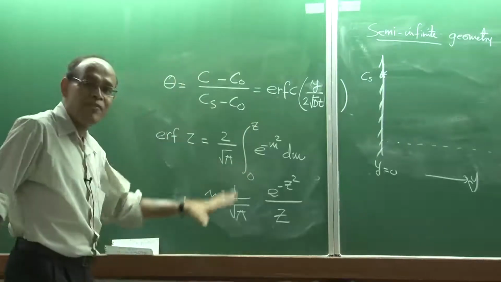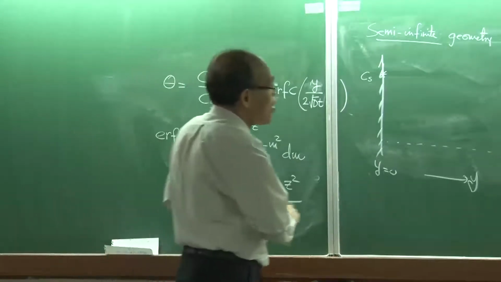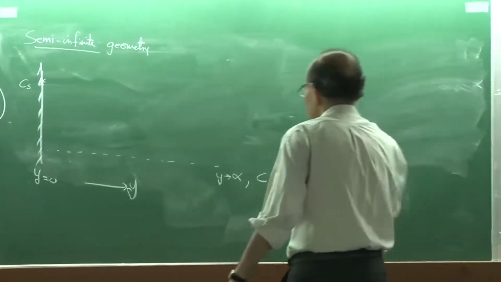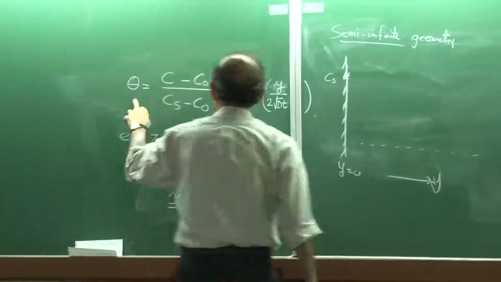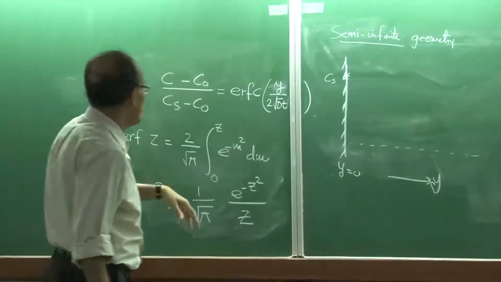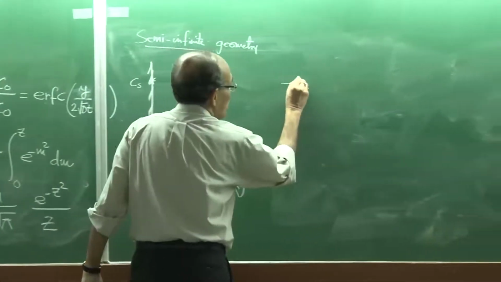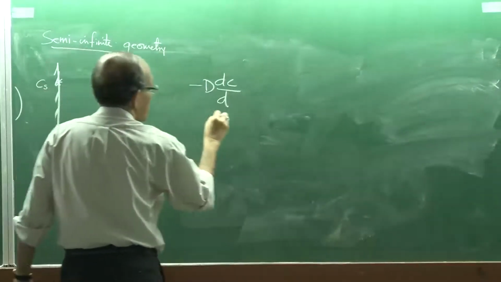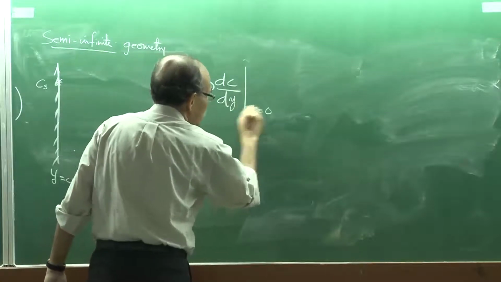And these solutions I have given when I discussed, and I also have given you the expression of flux. The flux will require the differentiation of error function, because for the calculation of flux you require this value, right? That is the value that you are going to need. So, dC/dy at y is equal to 0. That is what you want to compute.